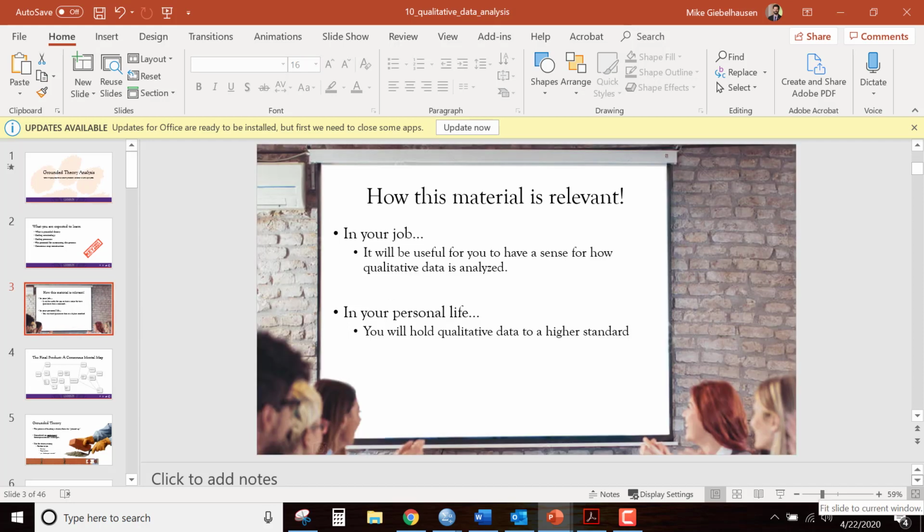All right, how this material is relevant. It's nice to have a sense for how qualitative data is dealt with when people do it at a really high standard. And so just understanding that will help you hold qualitative data to a higher standard in general. Because this is oftentimes what we make a lot of decisions based on, is this sort of qualitative secondhand anecdotes, and just understanding the extent to which it could be analyzed carefully will maybe make you more skeptical of qualitative data that isn't analyzed carefully.